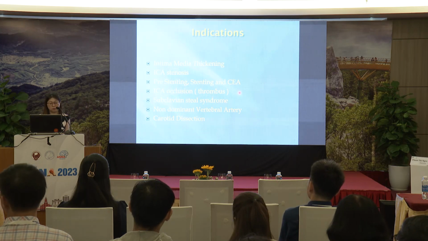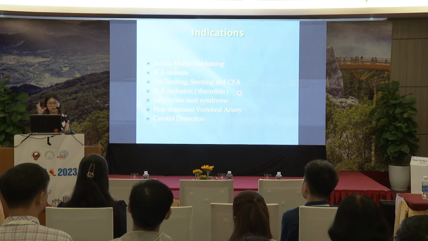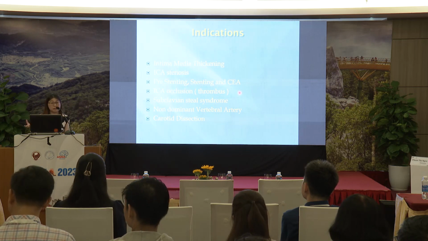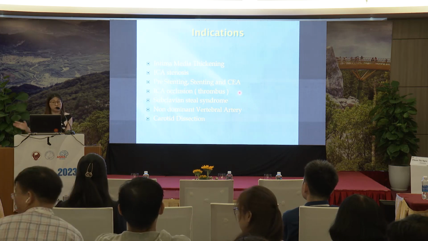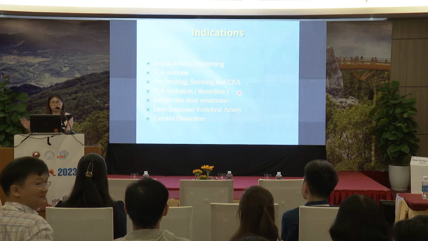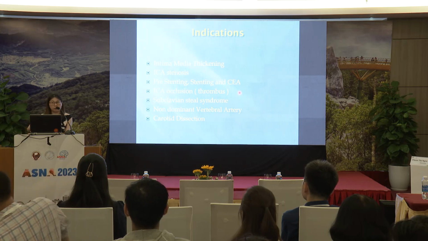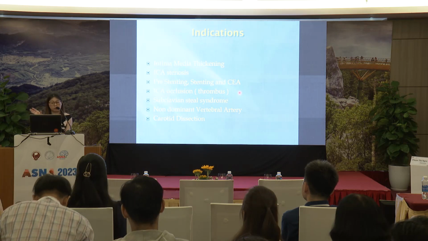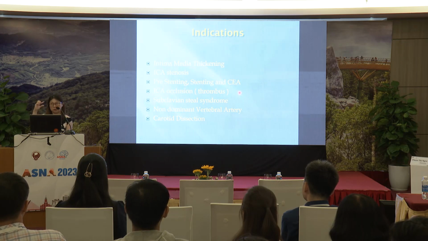And then we can determine ICA occlusion and mobile thrombus, and we can see the motility of the thrombus as well. Also subclavian steal syndrome, and we can see the non-dominant vertebral artery and dominant vertebral artery too, because sometimes the non-dominant vertebral artery can look like severe stenosis, but actually this is not stenosis, this is because of the non-dominant VA. So that's why by using the extracranial ultrasound, we can measure the diameter of the vertebral artery, and also see carotid dissection.